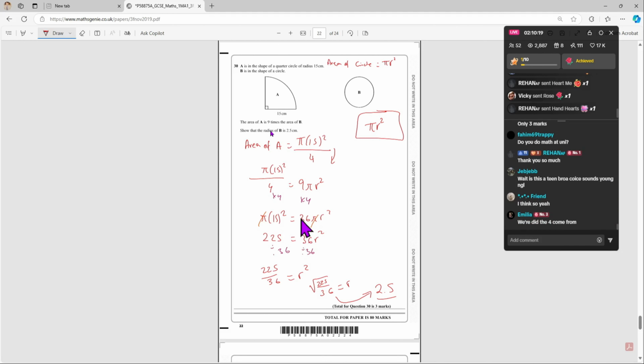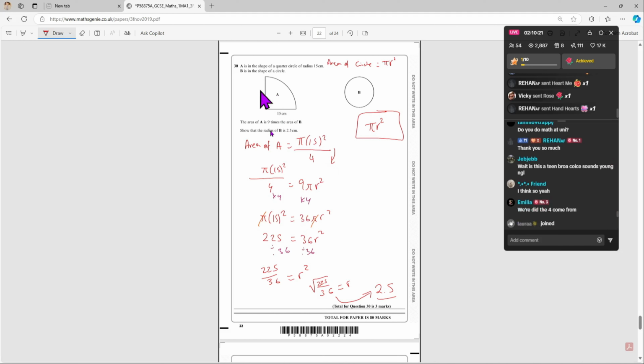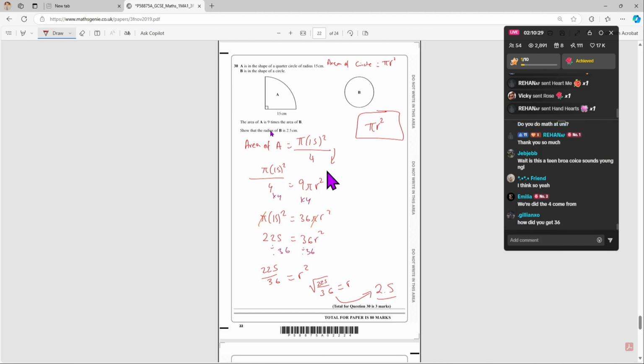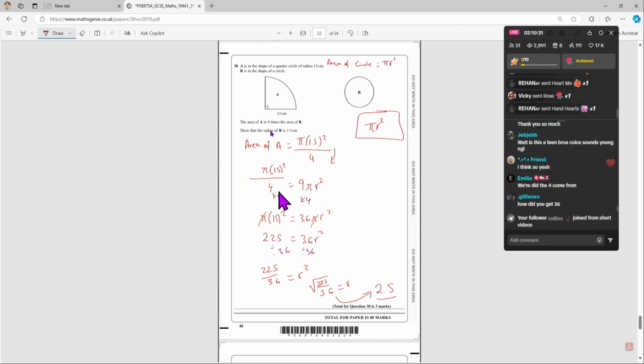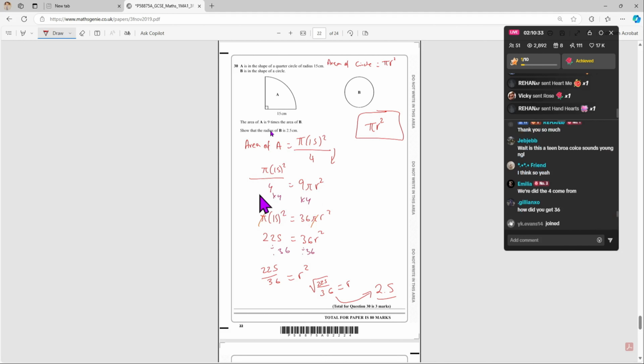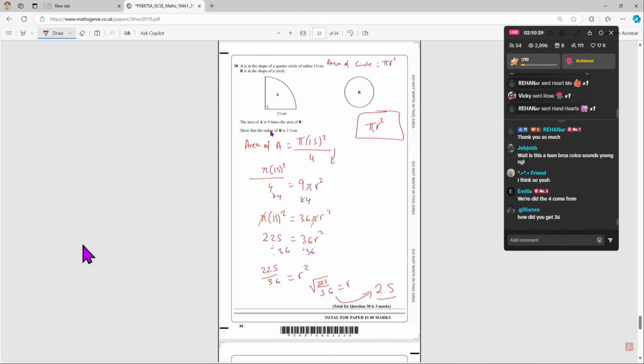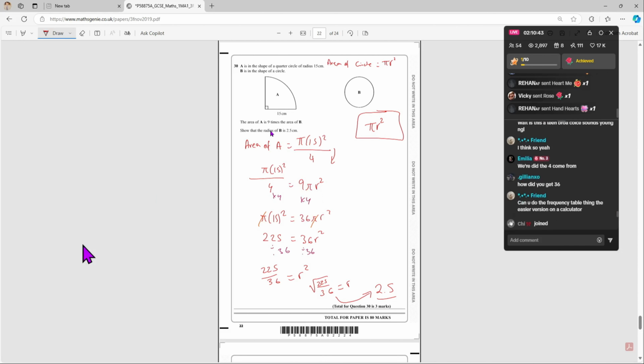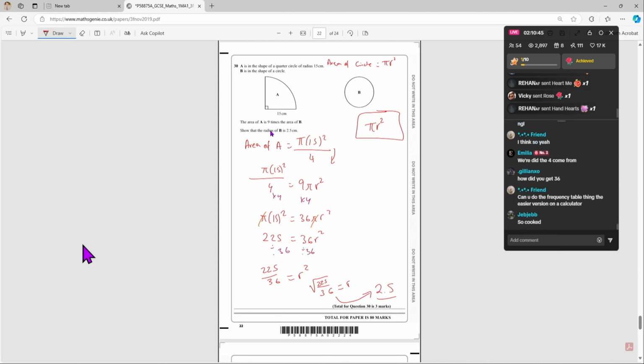Where did the 4 come from? It's because this is a quarter circle, so you have to divide the area by 4. Where did I get 36 from? When I got rid of the denominator by multiplying by 4 on both sides, I had to do 9 times 4 to get 36 pi r squared. Then I simplify it and rearrange to make r the subject, so you end up with 2.5, guys.